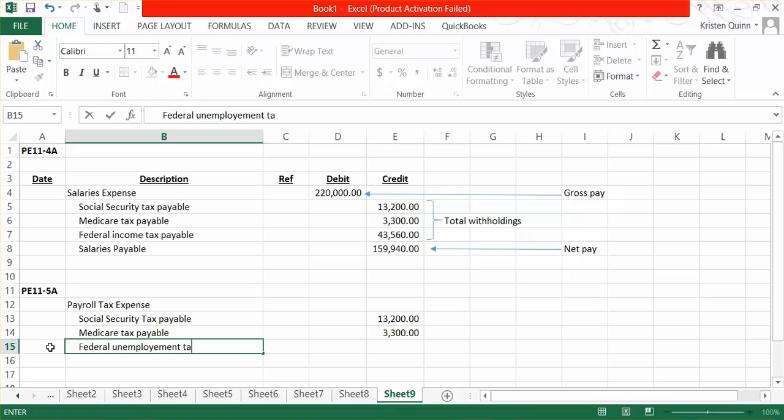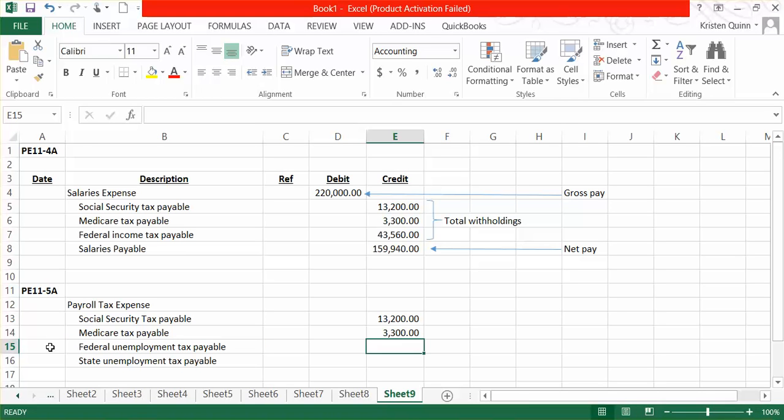Please note, for the federal unemployment tax, the rate is 0.8%. So in your calculator, you'd enter it as 0.008. So this employer will have to pay $280 to the federal unemployment tax department.